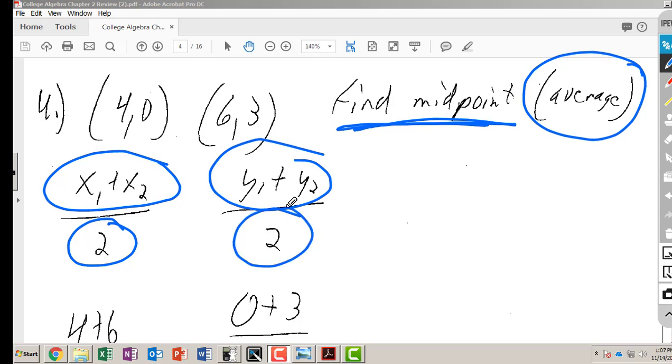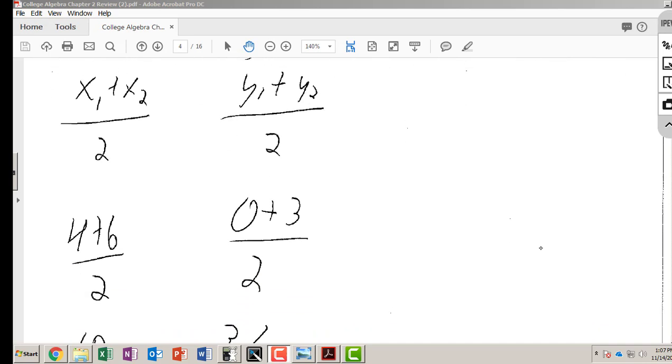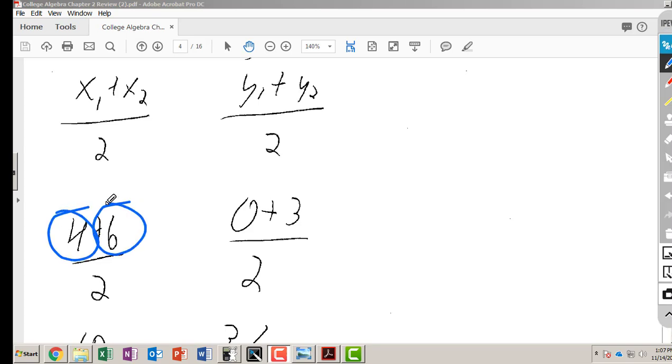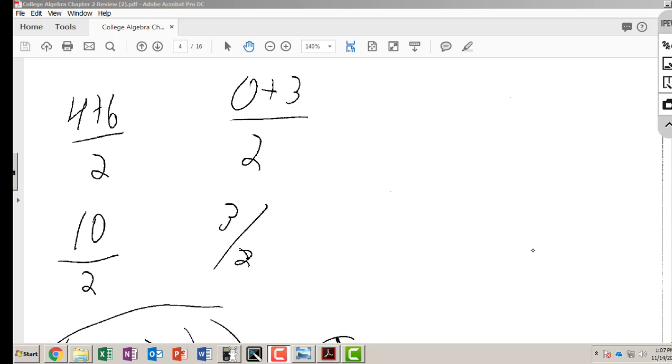So there's your formula. Or if you want to just think of it as an average, and then just reason through it. So now I'm going to substitute those numbers into my formula. Here's my x sub 1, which is 4. Here's my x sub 2, which was 6. I add those together. 4 plus 6 is going to give me that value of 10. And then I'm going to divide by 2.